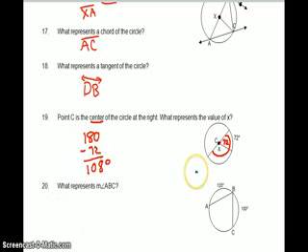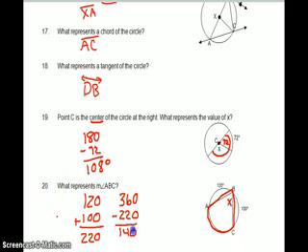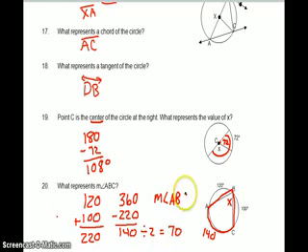Number 20 says, what represents the measure of angle ABC? Well, we need to find this arc. Then we can cut it in half, and that will give us our answer. So first we'll add 120 plus 100 together. This is 220. The circle is 360. Subtract 220 from that. Gives us 140 for the arc. And if we divide that by 2, that gives us 70 for the measure of angle ABC. There's 70 degrees. And that is number 11 through 20 of your Unit 10 sample test.